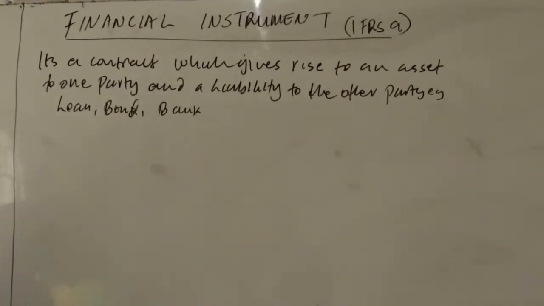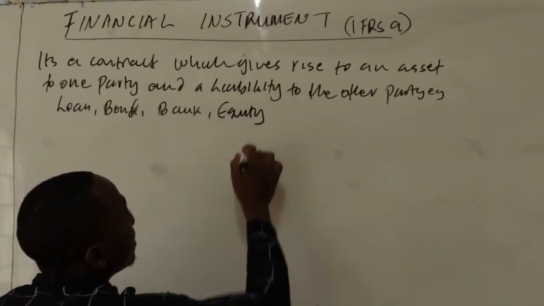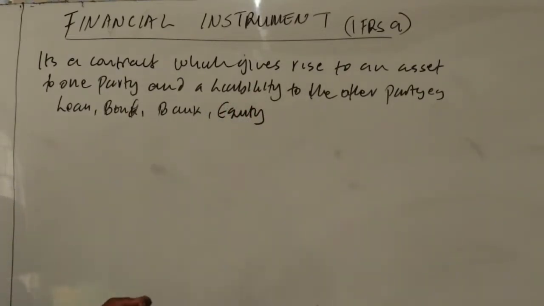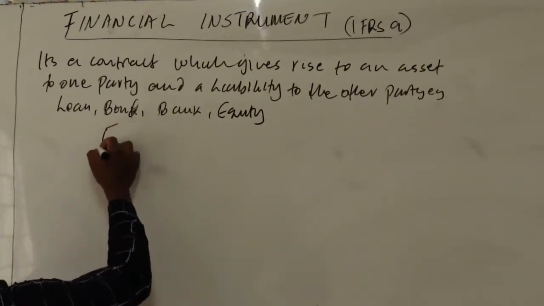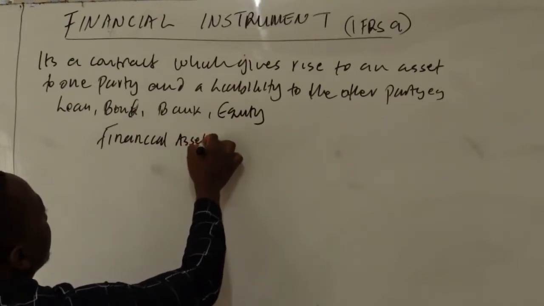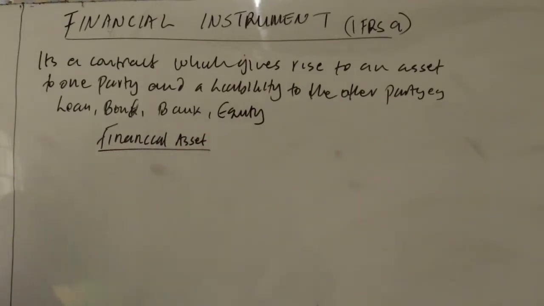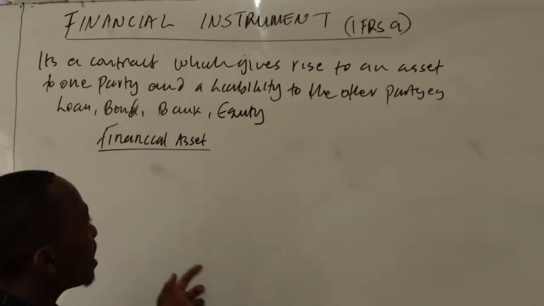Now that's what we call a financial instrument. It's giving rise to an asset to one party and a liability to another party. Even equity or the shares. If the company issues shares, you buy the share, you become the shareholder. So that means to you it's an asset, but to the company it's a liability. Good. So now let's start with financial asset. We are saying that a financial instrument can give rise to a financial asset to one party or a financial liability to another party. So we start with the financial asset.